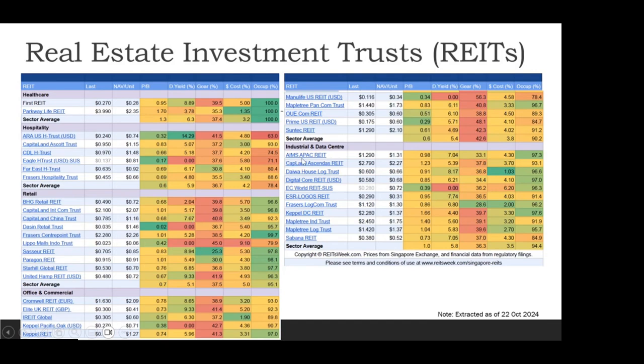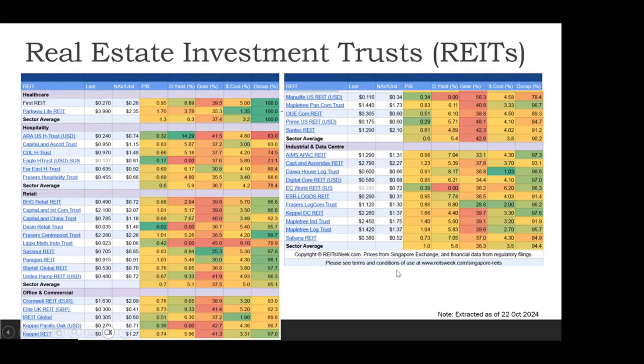The next one would be First REIT. First REIT also always very high. Looking at this, I think it's okay because the dividend yield is 8.9%. Gearing is slightly of a concern, but it has 100% occupancy rate. So you can safely say that your 8.9% dividend yield is quite safe. And for First REIT, they are in the healthcare industry, which is relatively defensive. Therefore what we can do is to further look at their reports in order to know whether it is safe for you to enter.